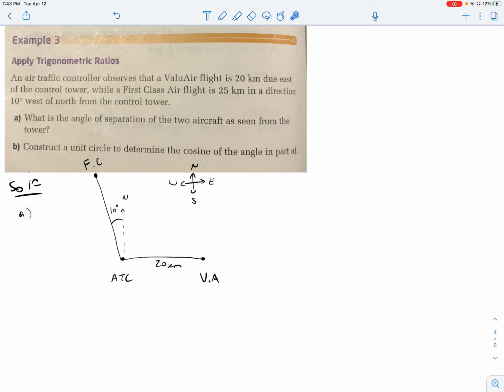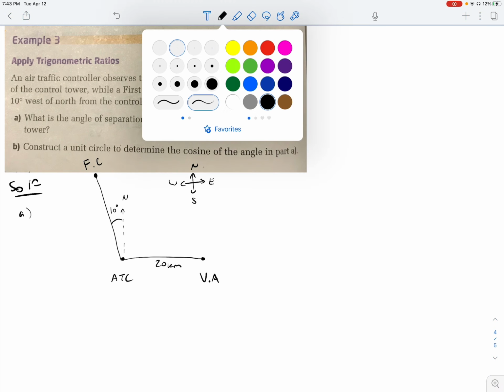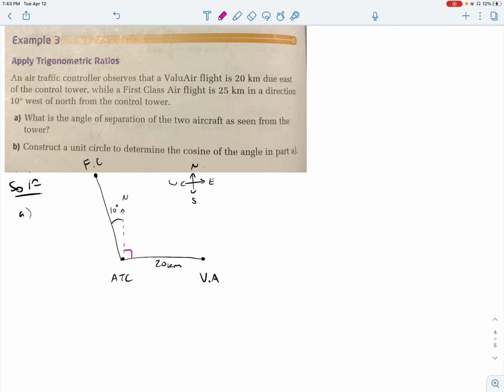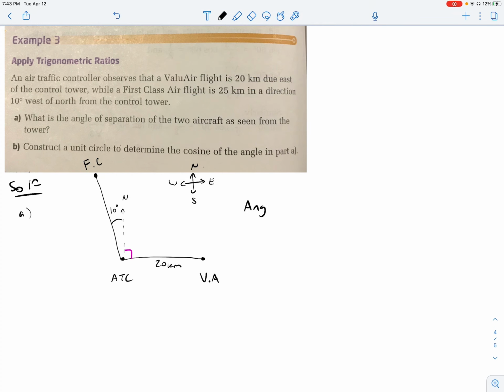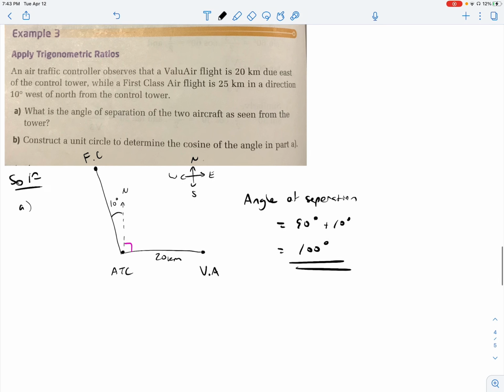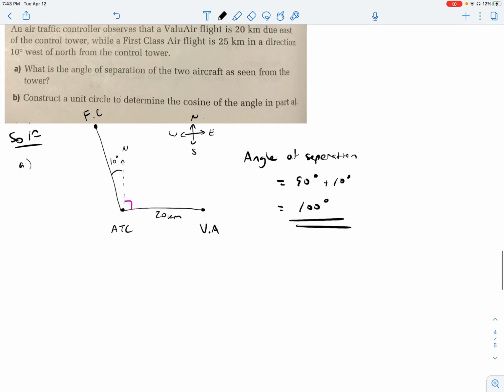So what's the total angle of separation of the two aircraft? Well, it's going to have to be that 90 degrees plus the 10. So we can say angle of separation is equal to 90 plus 10. It's going to be equal to 100 degrees. Okay, maybe you could have figured that out without having to draw the picture, but I do recommend you do that way you don't make any mistakes along the way.